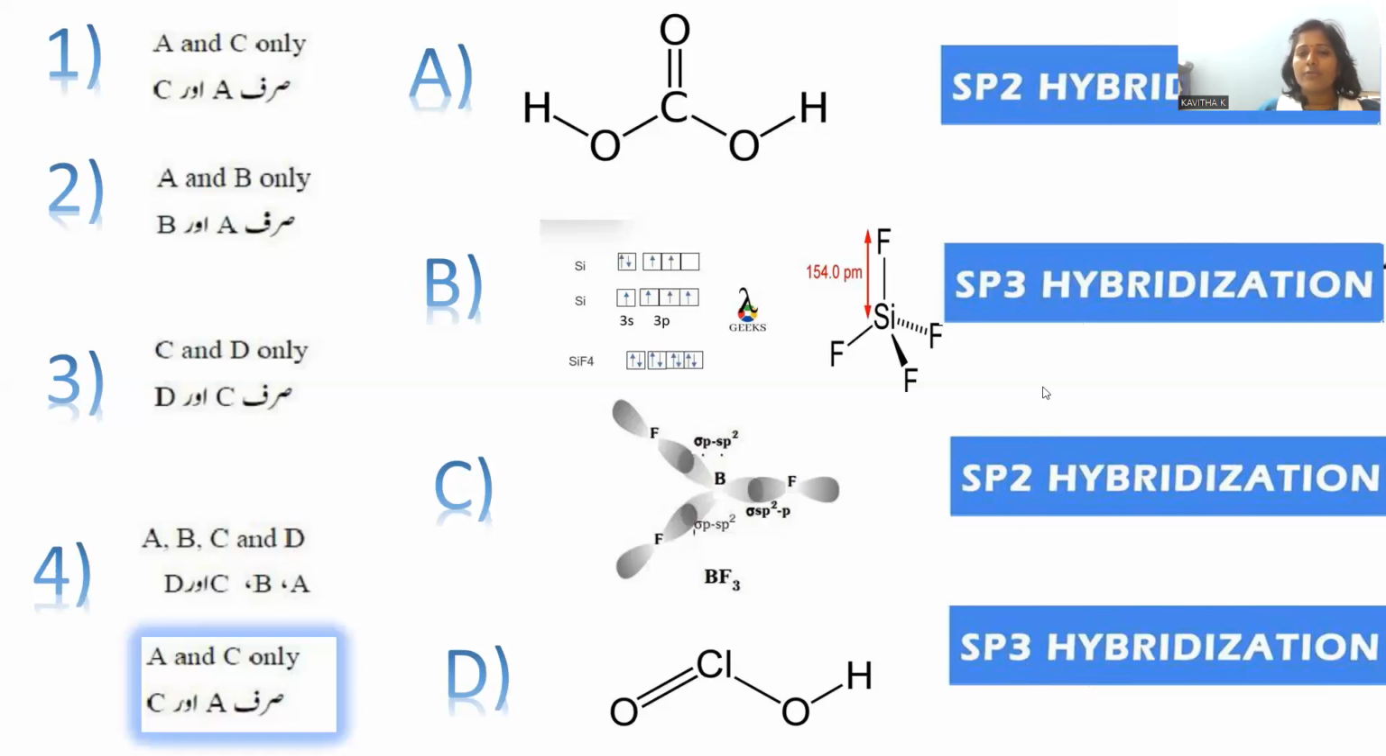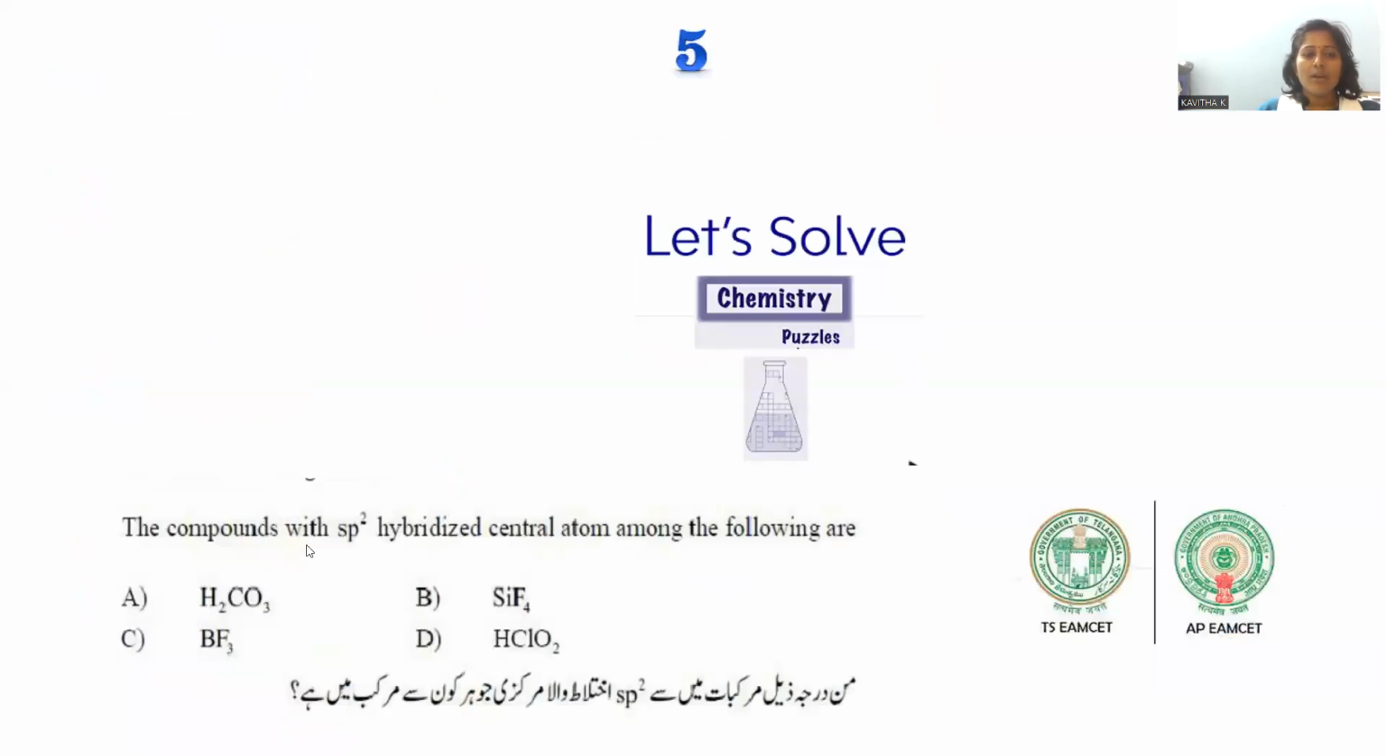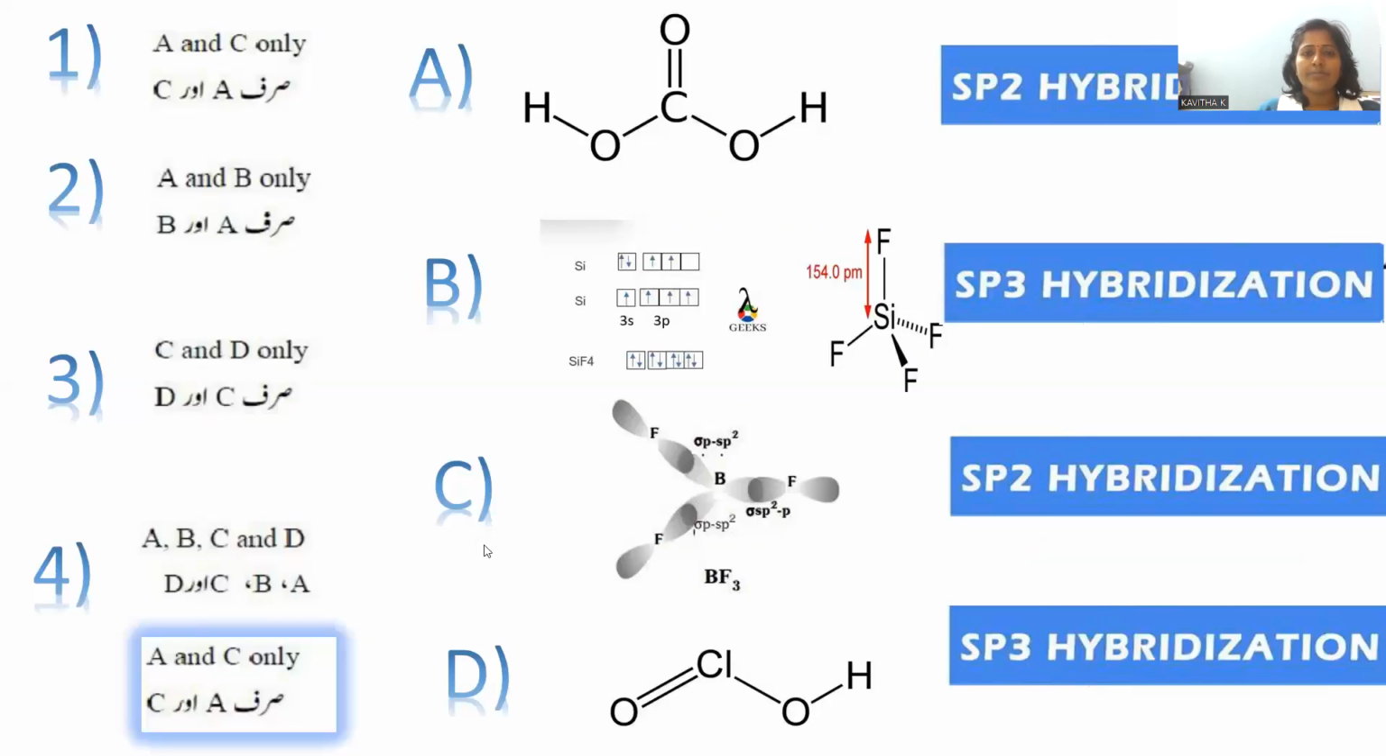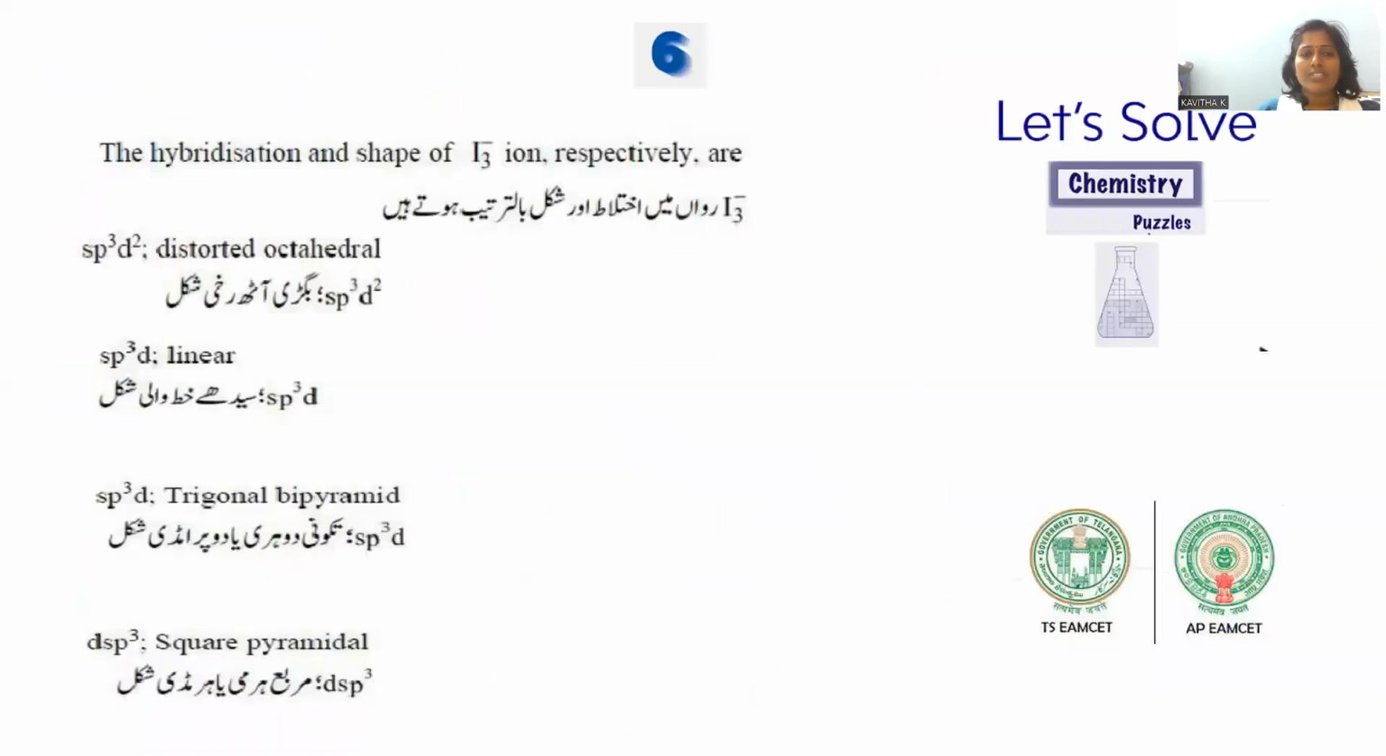Among all the given four options, option number 1, carbonic acid, and option number 3, boron trifluoride, are having sp2 hybridization, which is given in option number 1. A and C, so option number 1 is the right answer. This is about the sp2 hybridized carbon atom. Let's go with the last question of the session.